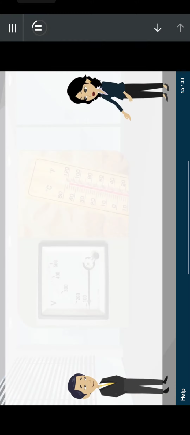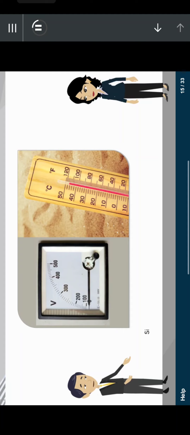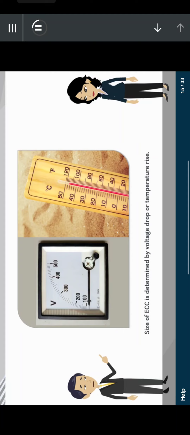Great. So, in this topic, we are discussing the size of ECC. Please tell us about it. Yes. So firstly, the size of ECC required is determined by consideration of voltage drop and temperature rise. It is recommended that under fault condition, the voltage drop in ECC should not exceed 32 volts.